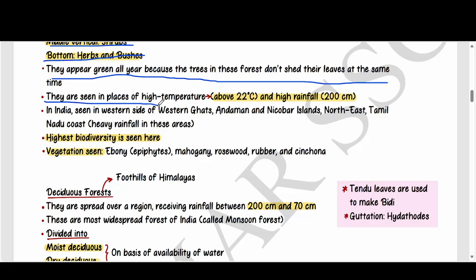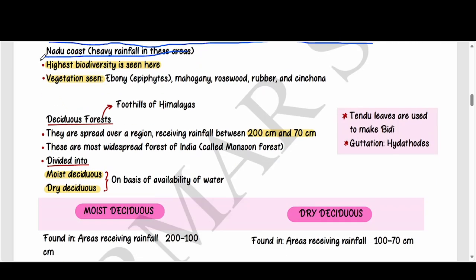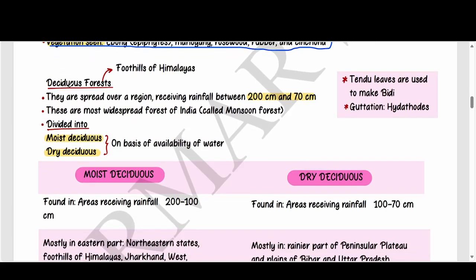They are seen in places of high temperature, about 22 degrees Celsius, and heavy rainfall, 200 centimeters. In India, seen on the western side of the Western Ghats, Andaman and Nicobar Islands, northeastern Tamil Nadu coast, heavy rainfall in the areas. Highest biodiversity seen here: vegetation, ebony, mahogany, rosewood, rubber, chikuna. Deciduous forest, foothills of Himalayas.